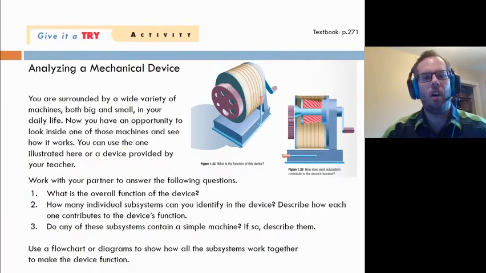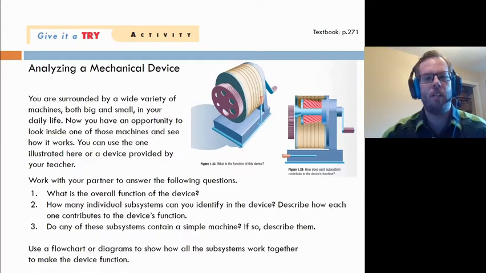So now on to our tasks for today. It's a Give It a Try activity out of your textbook on page 271, and it's analyzing a mechanical device. Now that we've looked at deconstructing a bicycle into its subsystems and identifying what kind of simple machines they're comprised of, now we need to look at a different device. The device that I've given to you in this activity is a pencil sharpener, but you can use whatever device you want at home, or if you happen to be in a classroom, you can use something in the classroom as well. So what you're going to do with a partner or by yourself is look at this device and answer, number one, what is the overall function of the device?